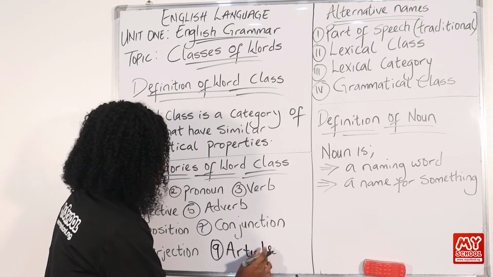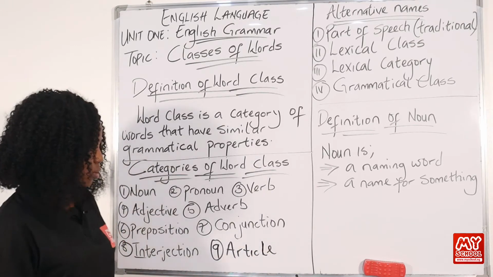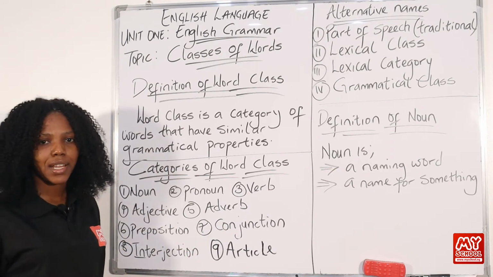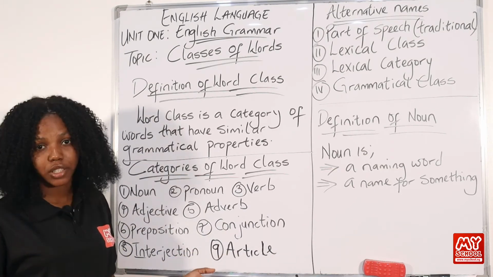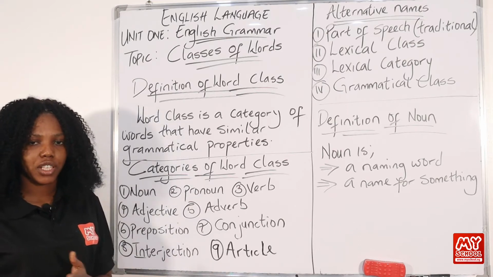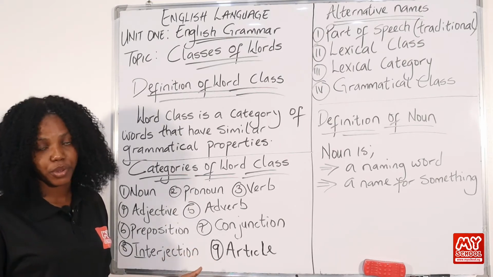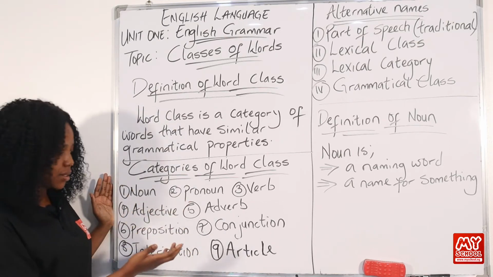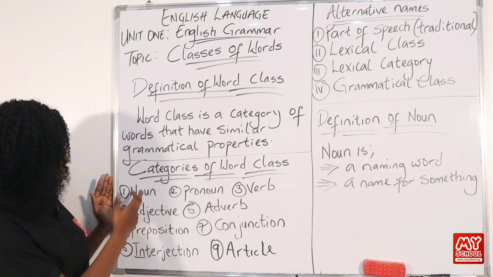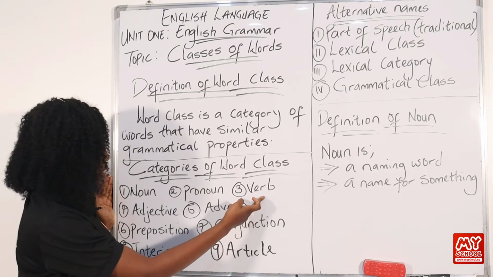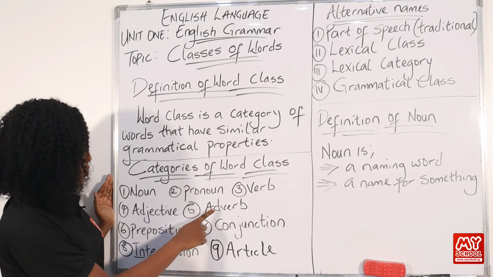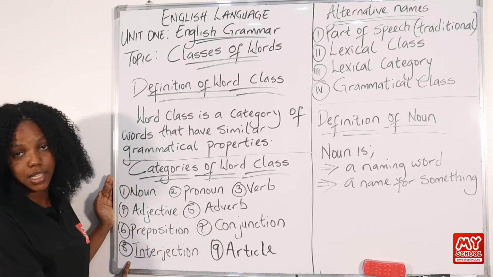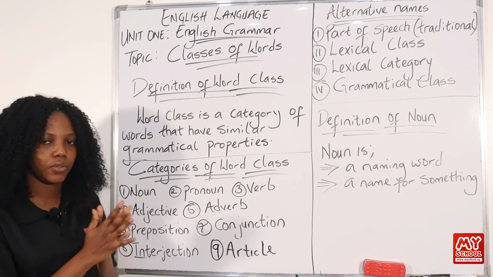It's called article or determiner. Before the end of this whole lesson, I'll be explaining why some grammarians feel that number 9 should be article, and why others feel the number 9 should not be articles, and so forth. Let's just classify it as 8 for the course of this lesson. So number 1 noun, number 2 pronoun, number 3 verb, number 4 adjective, number 5 adverb, number 6 preposition, number 7 conjunction, number 8 interjection. This is the second objective for today's lesson.